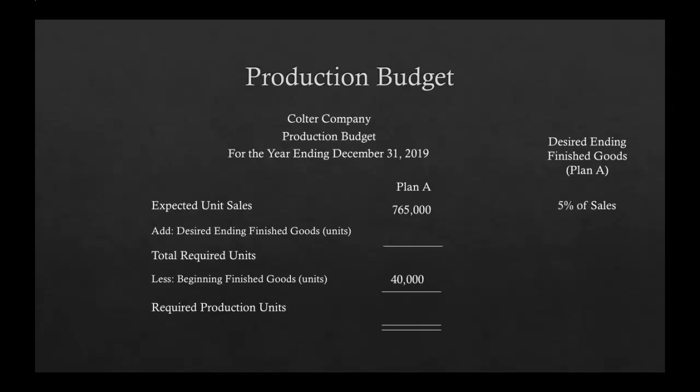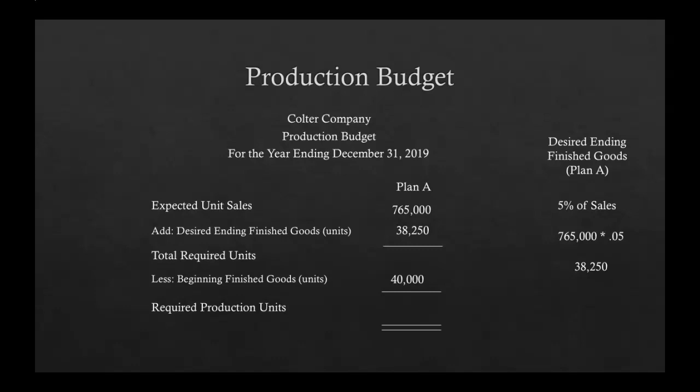So we're told for plan A, the 2019 ending inventory should be equal to 5% of 2019 sales. Our 2019 sales were 765,000 units. We multiply that by 5%, or 0.05, and we have a desired ending finished goods of 38,250 units. So we can put that into our production budget.